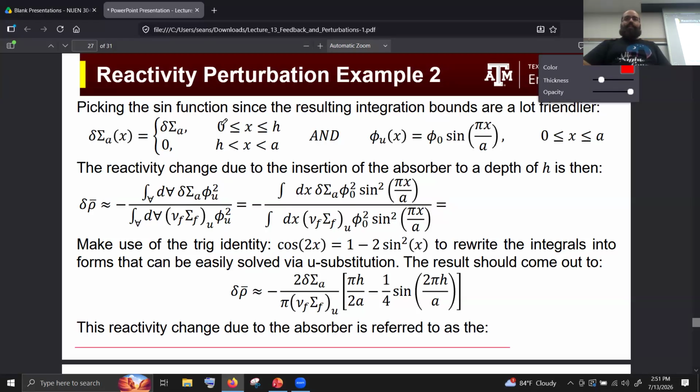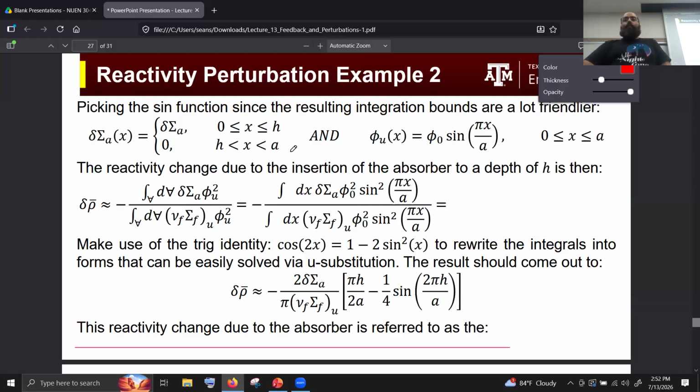So the perturbation is there from 0 to h, and then from h up to a, it's 0. So I'm just going to write that definition of the reactivity change that we just came up with. And then for the flux, I'm going to plug in this definition of the unperturbed flux for this geometry. In the numerator, remember that these are both integrated over the volume, but if it's a 1D slab, then dV just becomes dx.